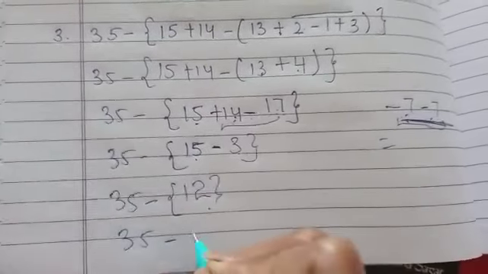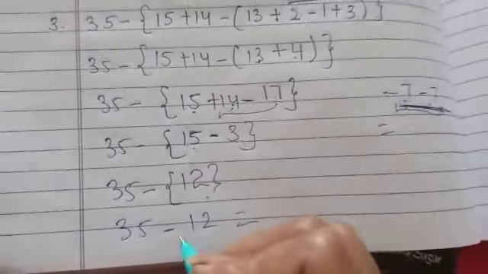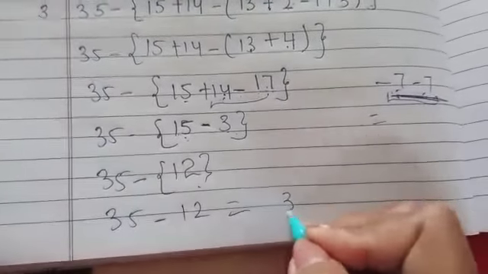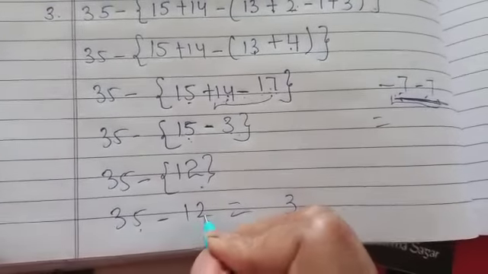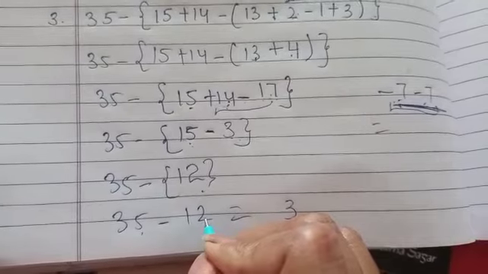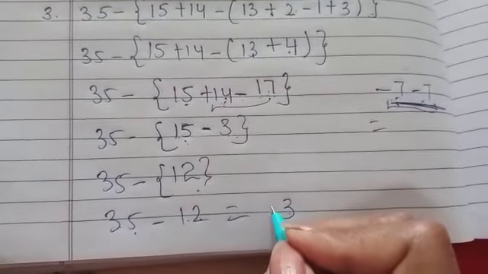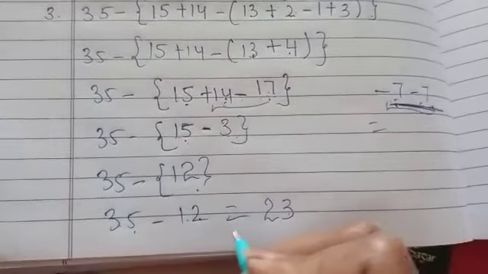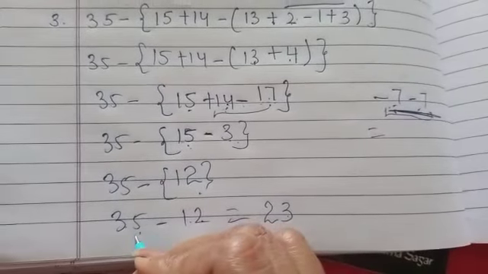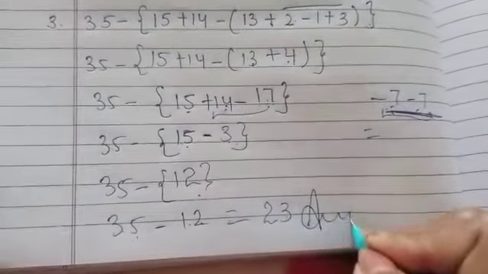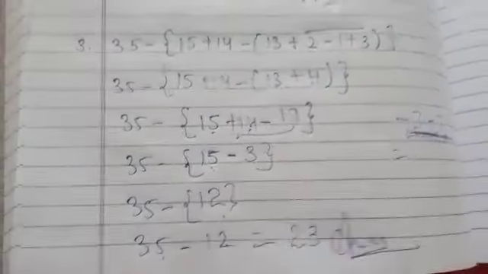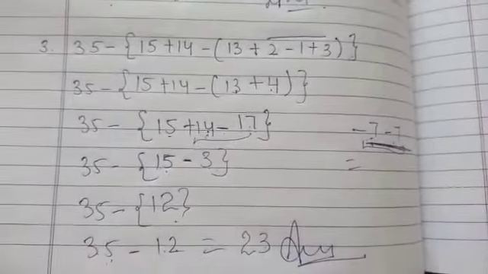When you open the bracket, now 35 minus 12, that will be 5 minus 2 is 3, and 3 minus 1 is 2. The answer will be positive because 35 is the bigger number and it is positive. That is your required answer. Next questions we'll do in the next video. Thank you.